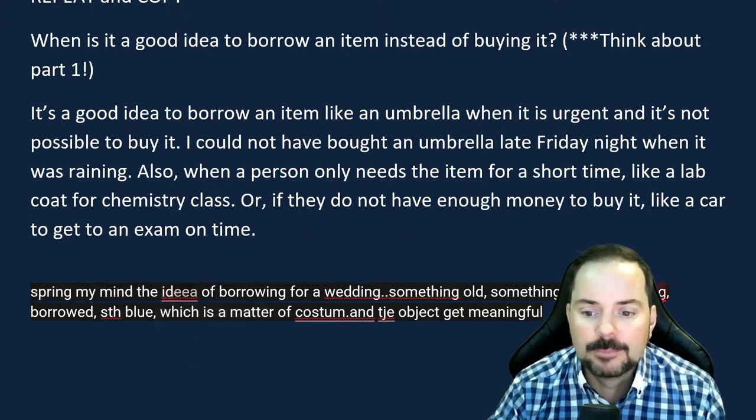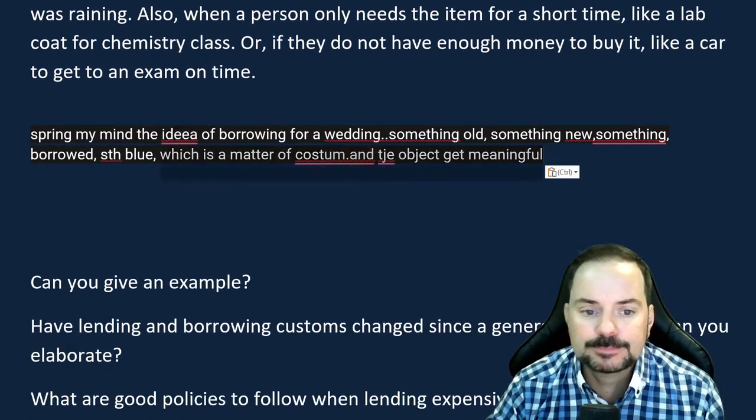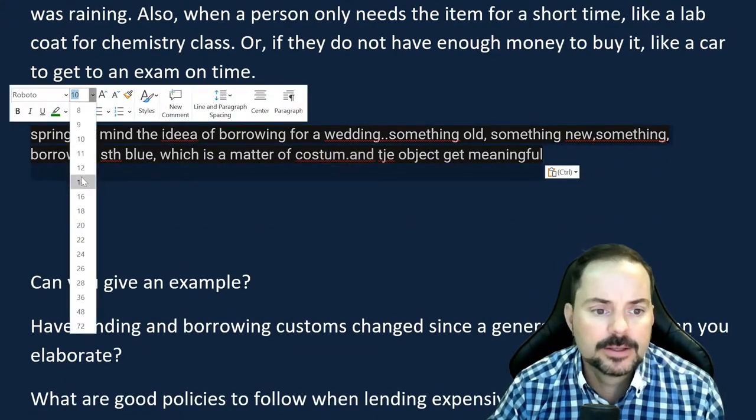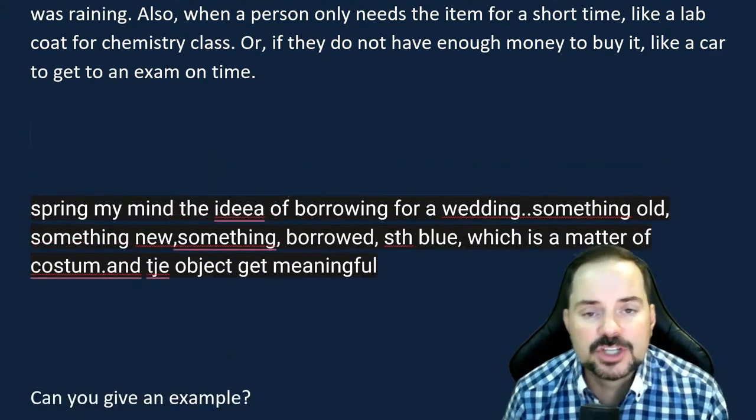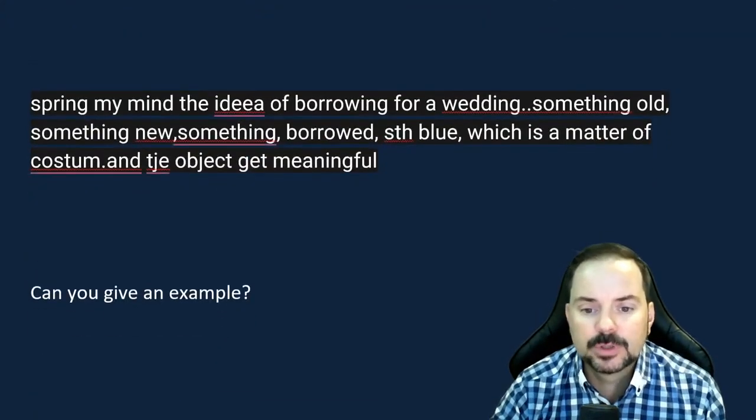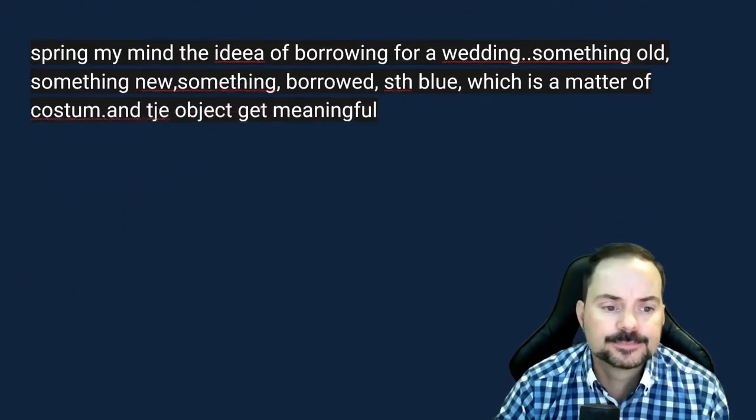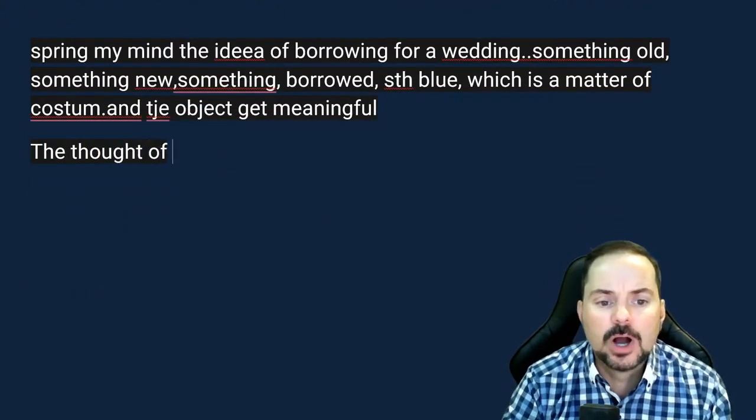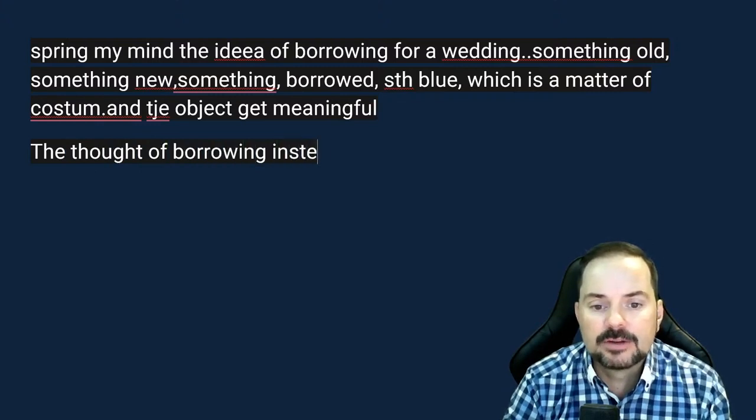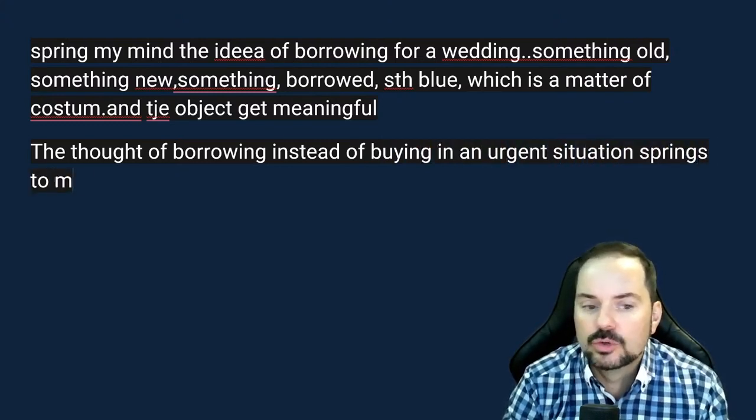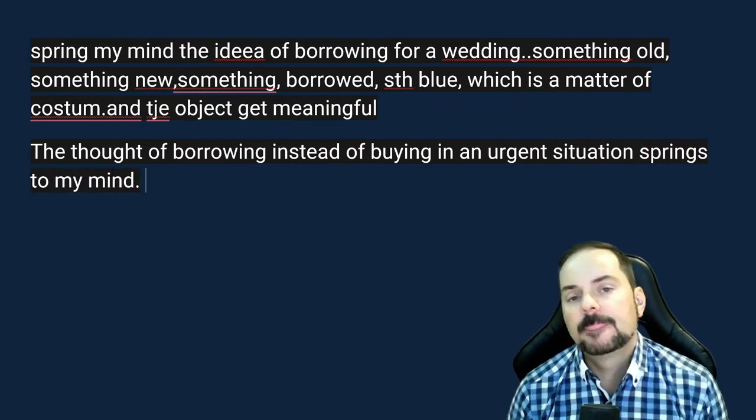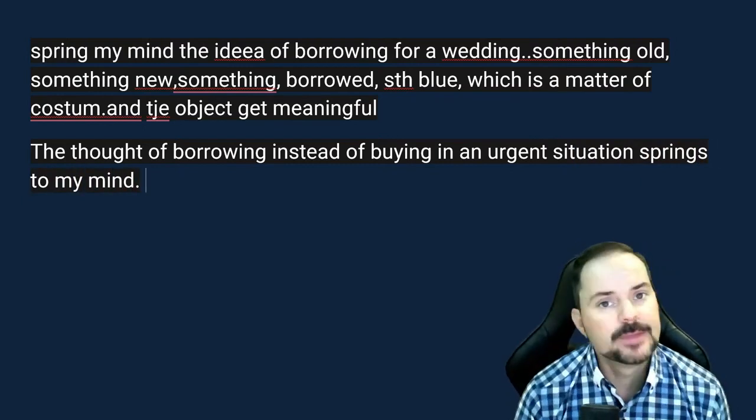Okay. So let me make this bigger. So the correct expression is springs to my mind. The thought of borrowing instead of buying in an urgent situation springs to my mind. That would be a correct way to use that expression.